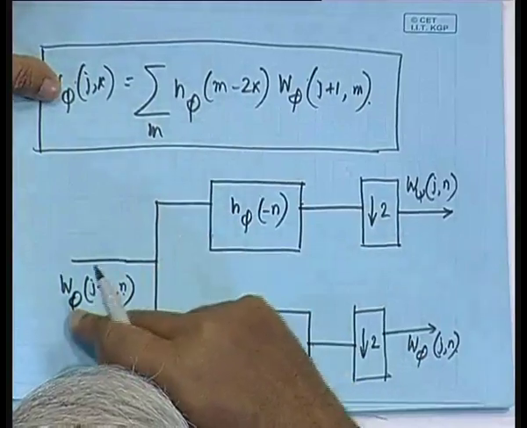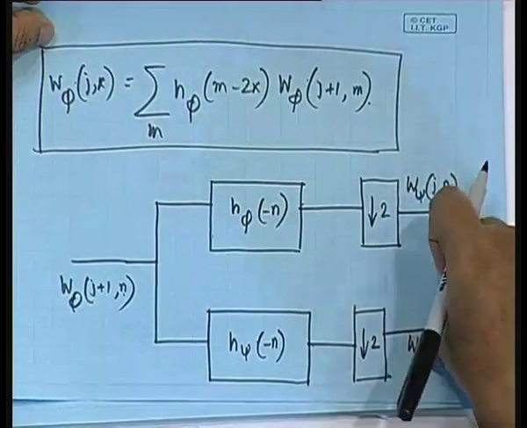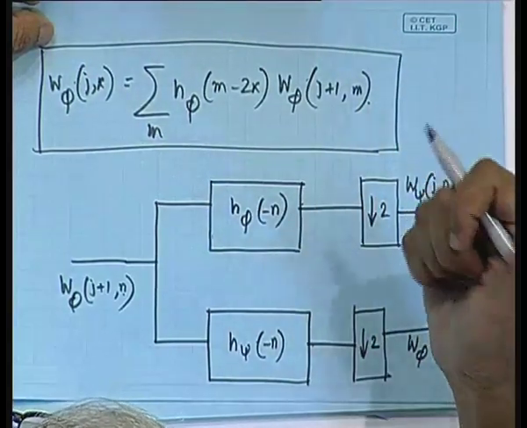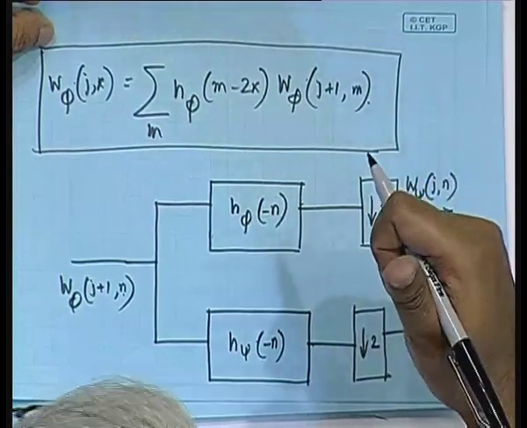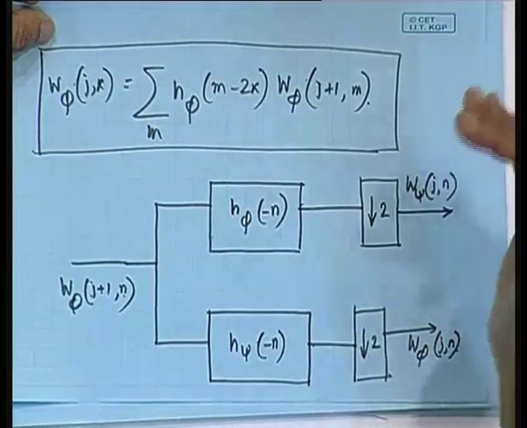So, from W phi j plus 1, it is possible for us to get W psi j n and W phi j n. Which means I can do this further: using this W phi j n, it should be possible for me to analyze it further and get W phi j minus 1 n and W psi j minus 1 n.